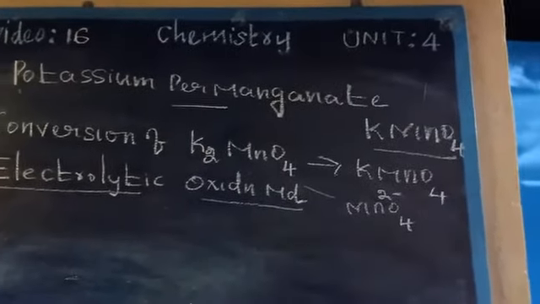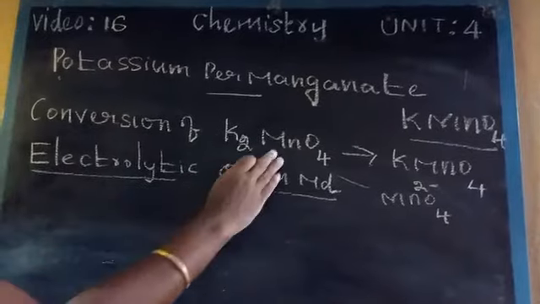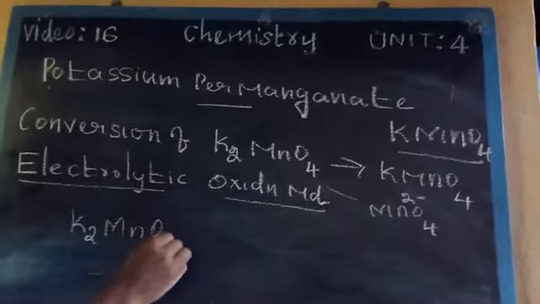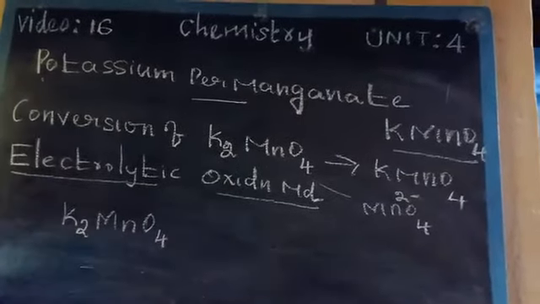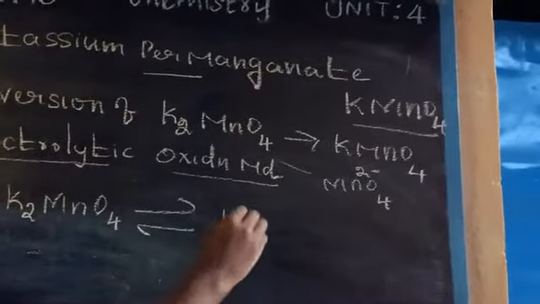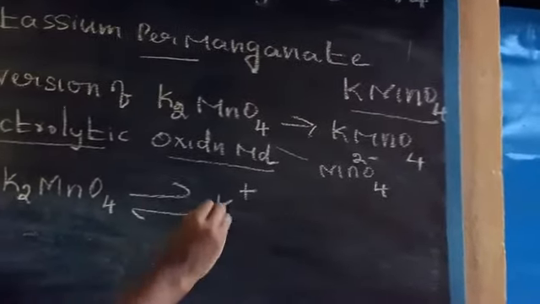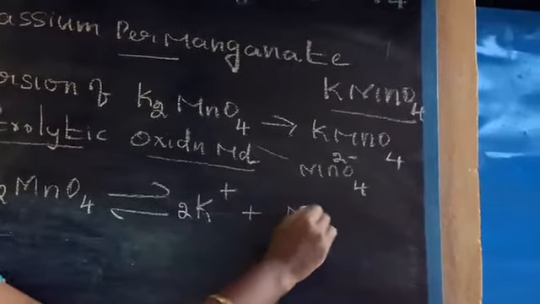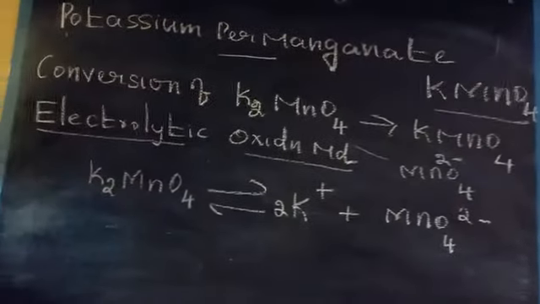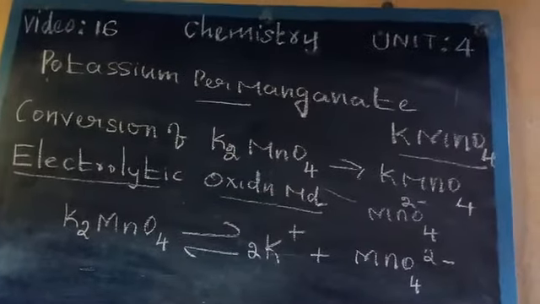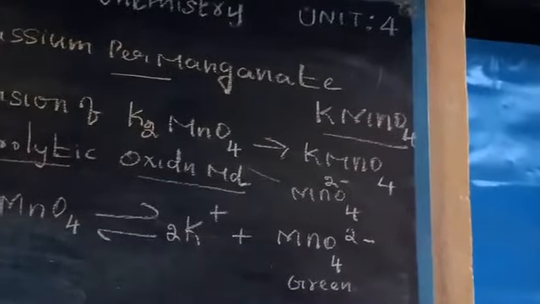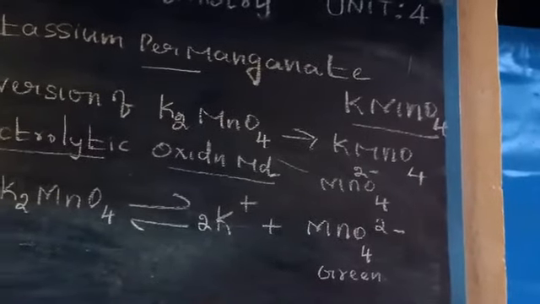Electrolytic oxidation method. Here the electrolyte is K2MnO4. Add a little amount of alkali, so it exists in an equilibrium reaction. What about the product? 2K+ plus MnO4 2-. This MnO4 2- is the green color. Potassium manganate is green in color.